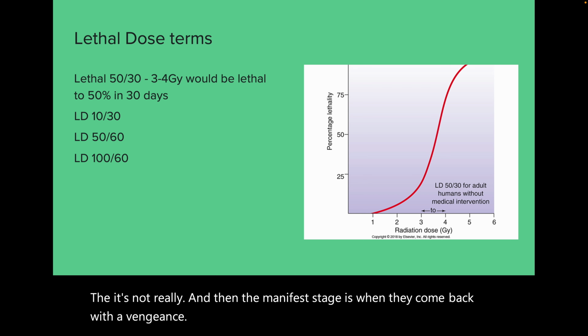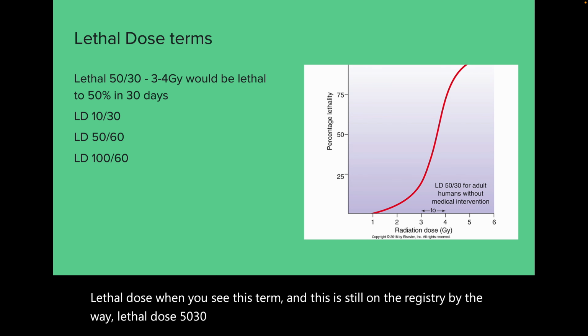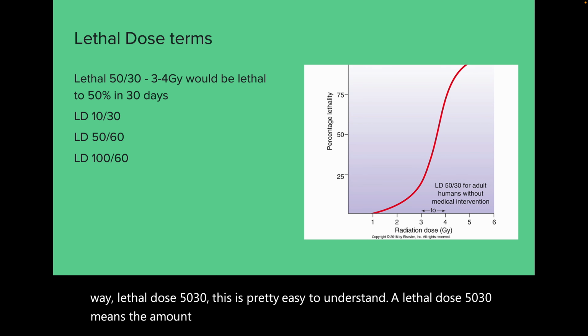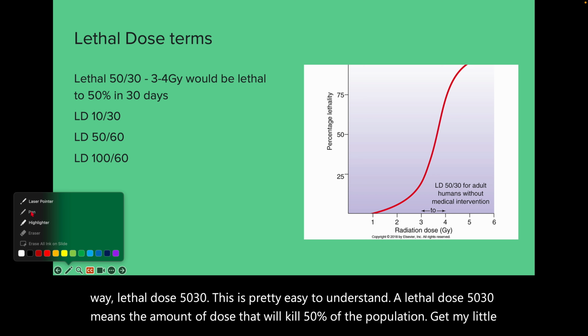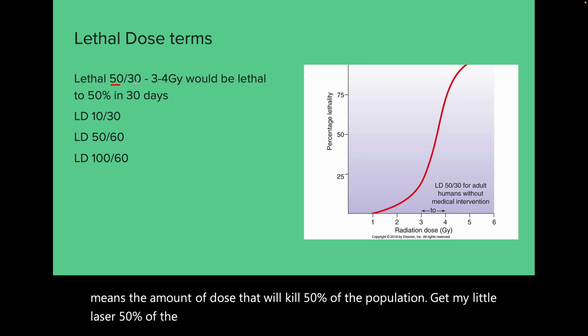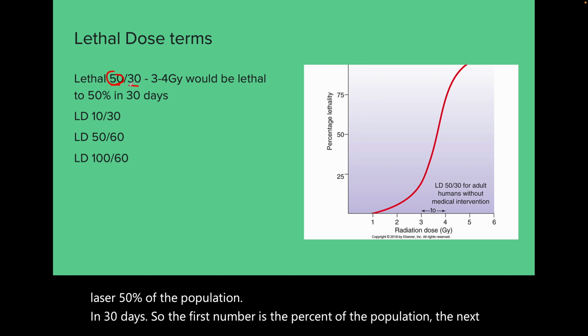Lethal dose. When you see this term, and this is still on the registry, by the way, lethal dose 50-30. This is pretty easy to understand. A lethal dose 50-30 means the amount of dose that will kill 50% of the population, 50% of the population in 30 days. So the first number is the percent of the population. The next one is how many days.